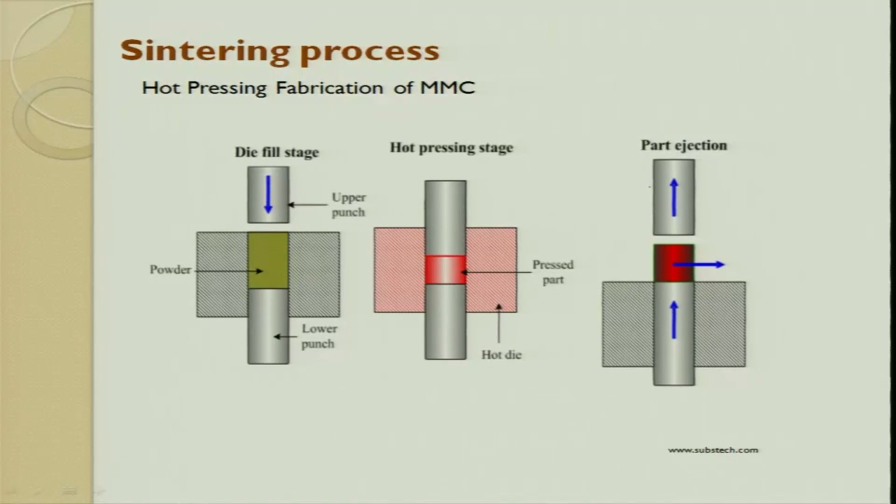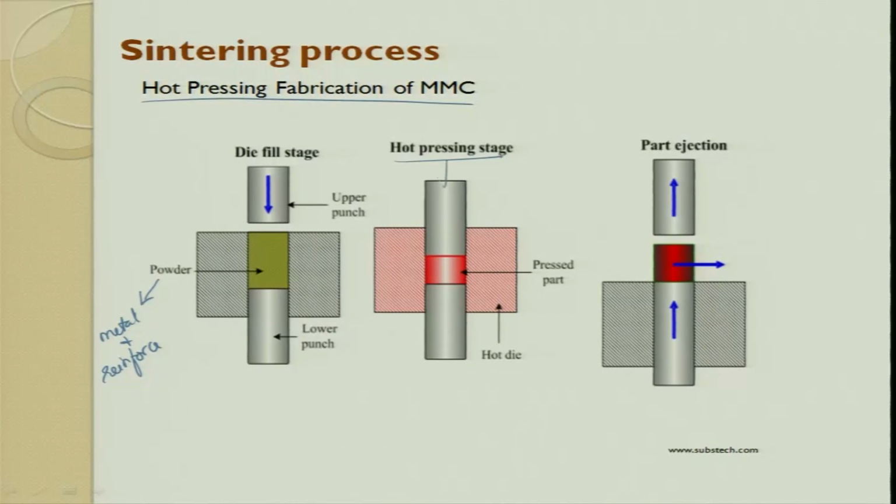In hot pressing, we take a metal powder as well as a reinforcing powder, mix them properly, put them in a die and then compact it. Then we apply hot pressure. Hot pressing means heat and pressure are applied, and finally we get an output. So this process is called hot pressing.